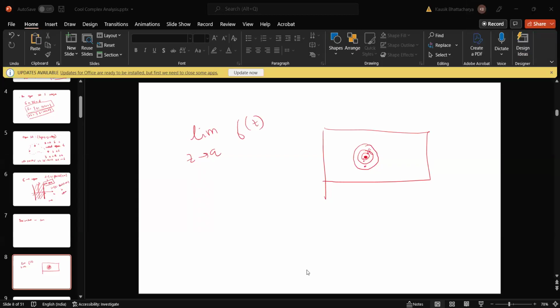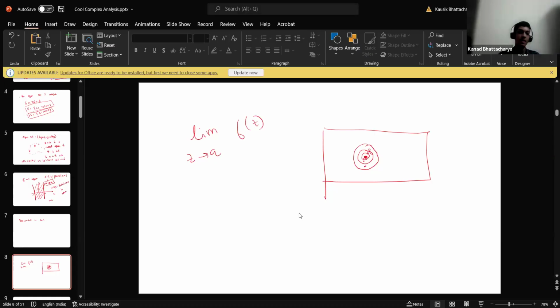Okay, I didn't understand the intuition part of this. Can you just explain? Sure. In the case of a sequence, we take points a1, a2, a3, and we see that they slowly spiral into some point. So we are trying to capture a similar thing in the definition for f of z.